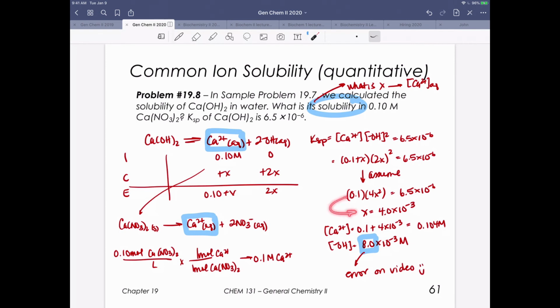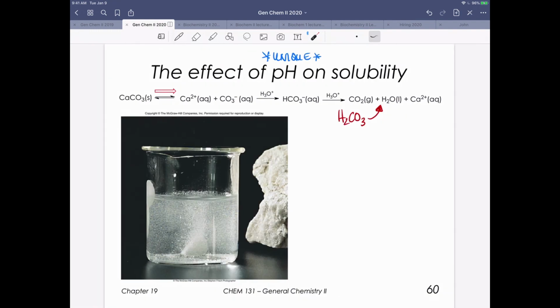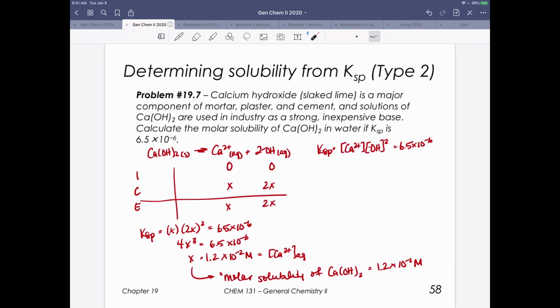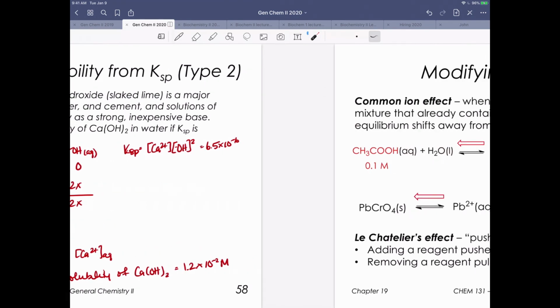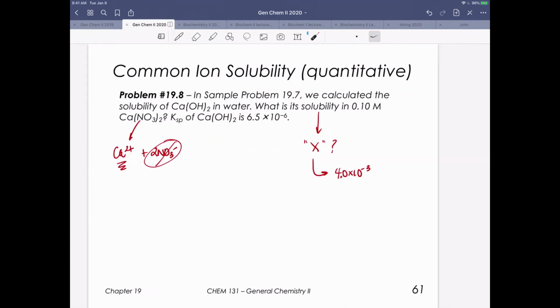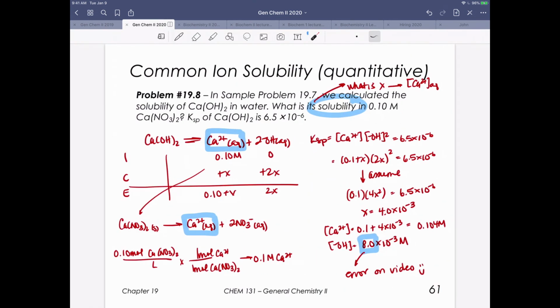Go through and solve when we get that X is equal to 4 times 10 to the minus third. I just want to flip back for a second and highlight 4 times 10 to the minus third. If we flip back here, 1.2 times 10 to the minus second. We got a smaller number, which is what we predicted. We predicted that the solubility would go down, and that is absolutely what happened here.